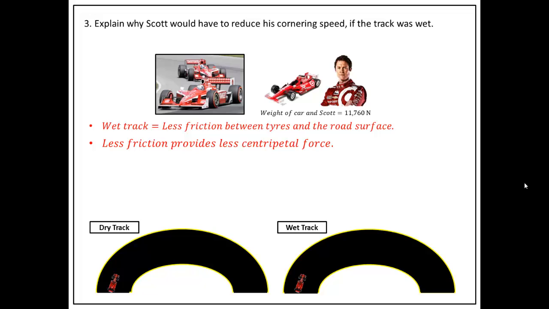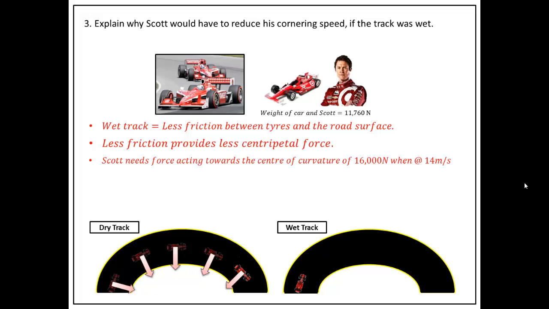If we imagine the car moving around the corner on a dry track at 14 meters per second. As the track is dry, the tyres can get the required friction to provide the centripetal force. On a wet track, if the car tried to complete the same corner at the same speed as before, it would require the same size centripetal force. However, there is less friction, and therefore the car is less likely to be able to make the turn.